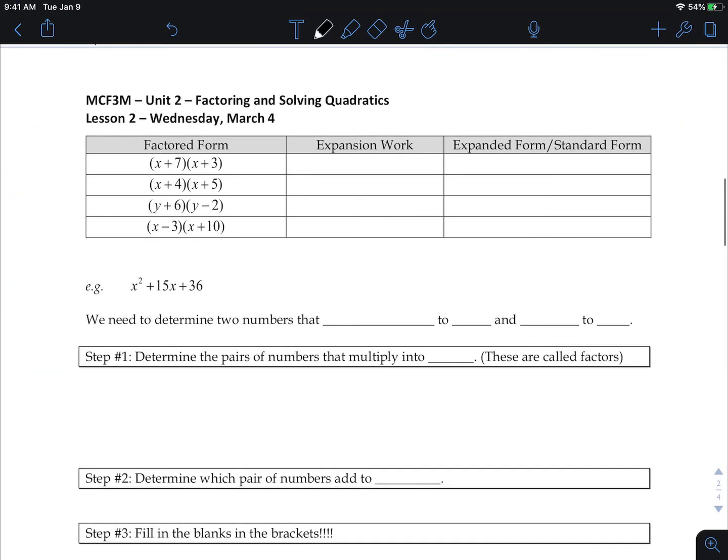So we go down here. We've got our quadratic written in factored form. Let's just review some expansion quickly. Expansion work is where you're doing your distribution, your FOIL stuff, right? So I'm going to do my distribution work, and I'm going to see x squared plus 7x plus 3x plus 21. And then I'm going to collect the two in the middle.